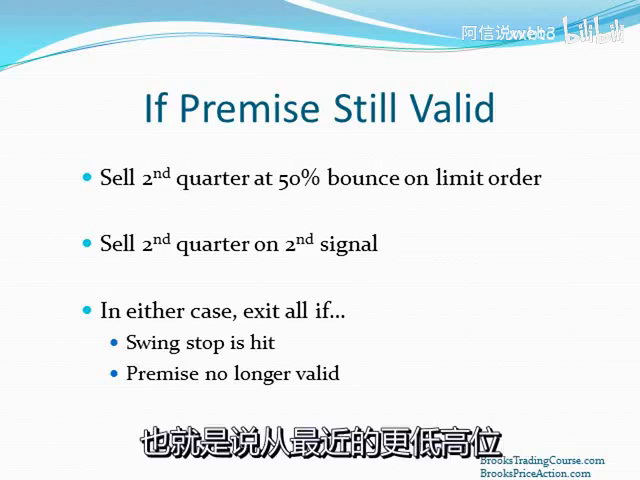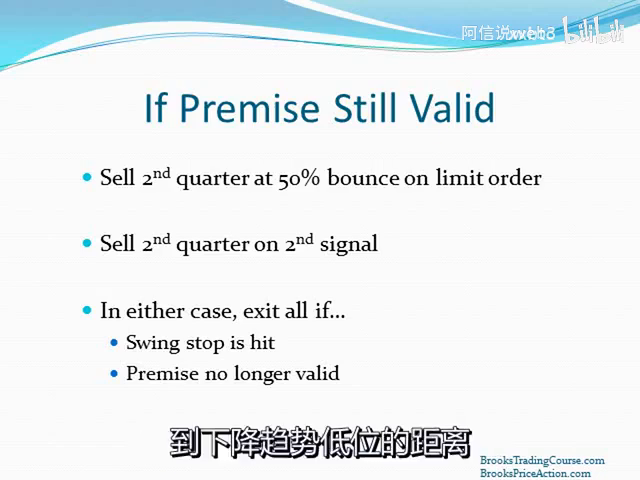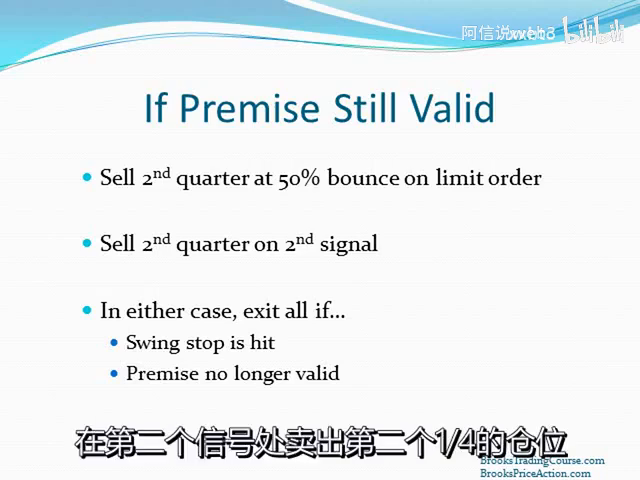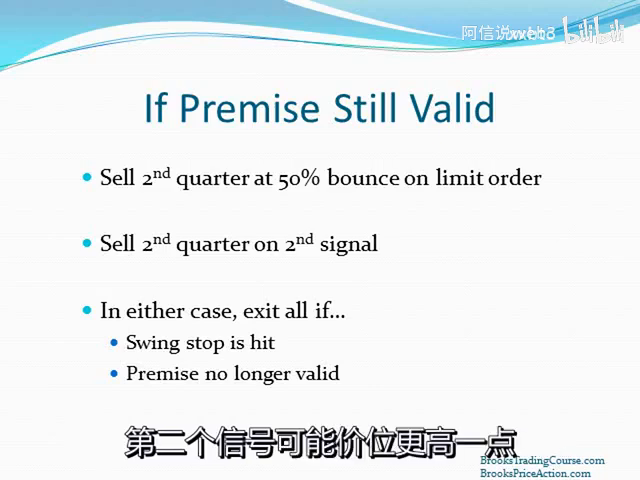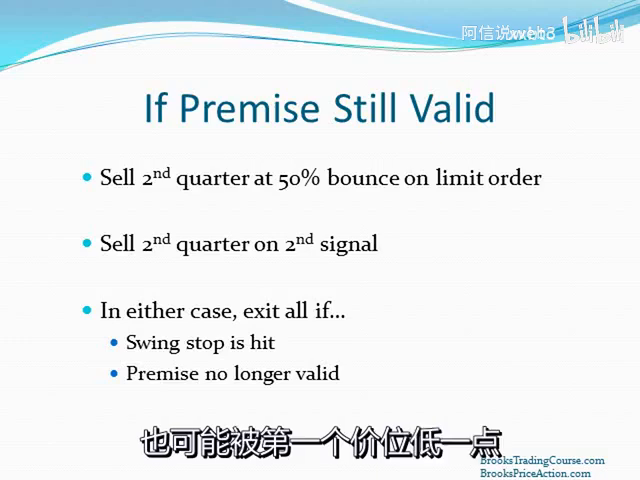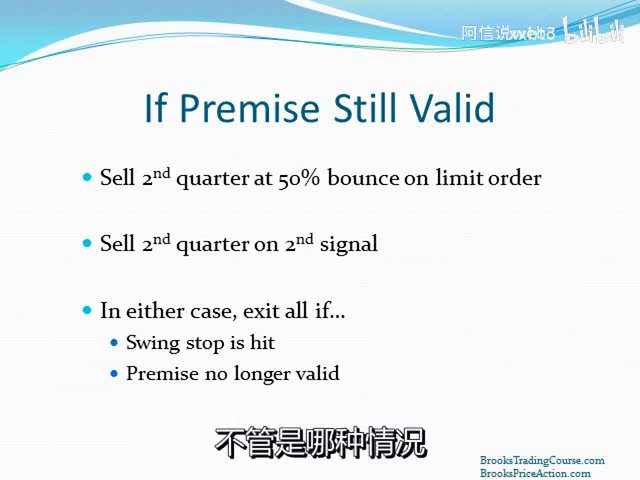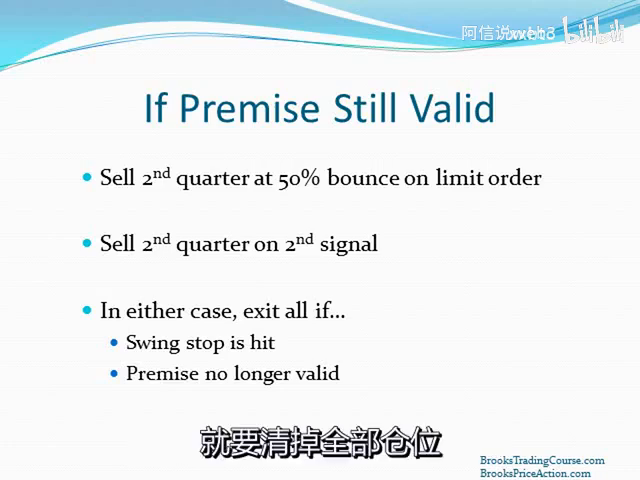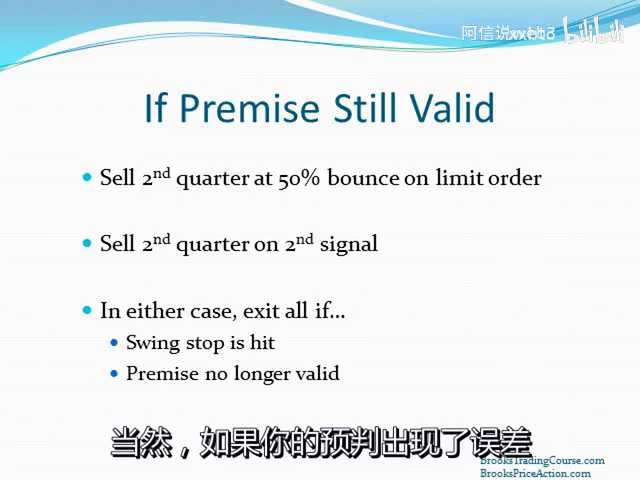In other words, from the most recent lower high down to the bear low. Or you could simply wait until you see a second signal and then sell the second quarter on the second signal. And the second signal may be at a higher price. It may be at the same price. It may be at a lower price. In either case, you exit all if the swing stop is hit. You certainly exit all if the premise is no longer valid.